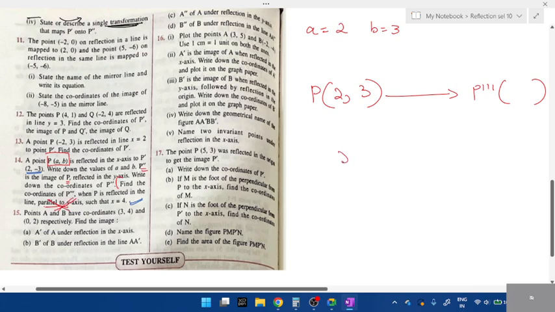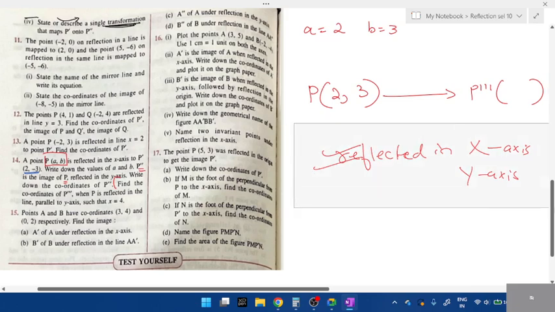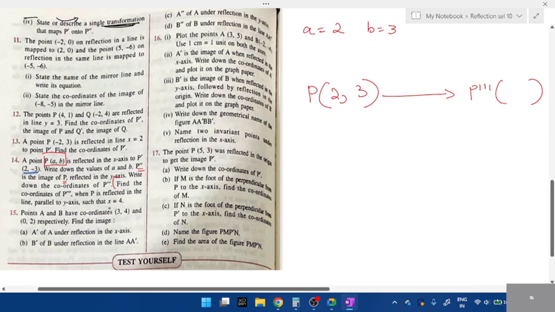They should give a direct value like this: reflected in x-axis or reflected in y-axis. Is anything mentioned like this? It should directly be given like this. Have they given it directly, or can you see the word parallel is given? Parallel, which means we have to use the formula here. They didn't clearly mention whether it is reflected in the x-axis or y-axis.